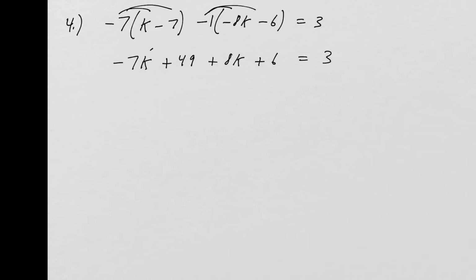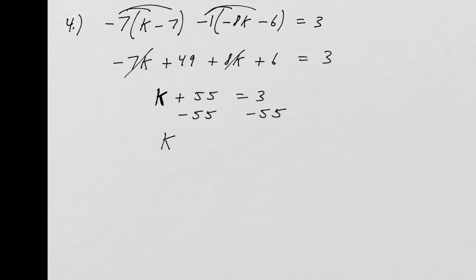Well, negative 7k plus 8k, that's nice, right? That's just 1k, which is k. 49 plus 6 is 55. And that's got to equal 3. And then I want to solve for k, so I need to do one more thing. All I need to do is subtract 55 from both sides.